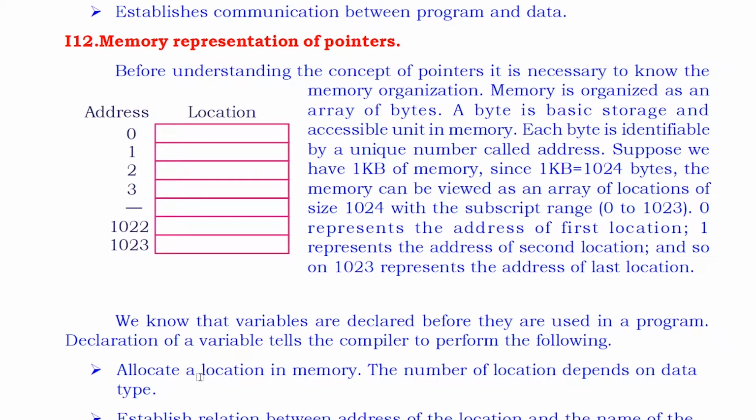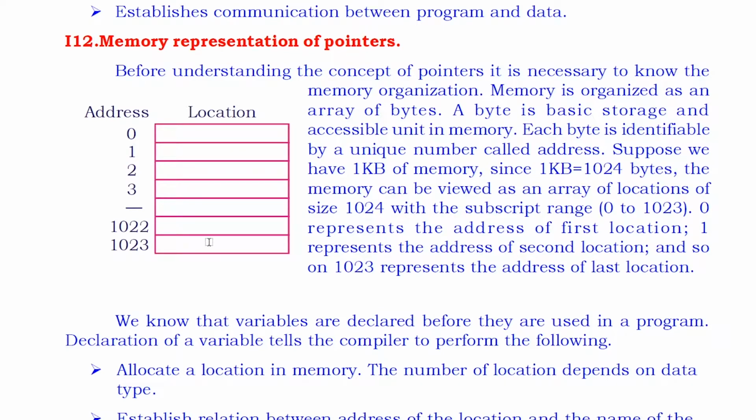So what does memory representation actually mean? It's nothing but a variable. Like all other variables are allocated in memory, in a similar way the pointer is also a variable that is declared in the same way. You can see this is the address, the address of memory locations. This is the first memory location, second, third, and it goes on like this.